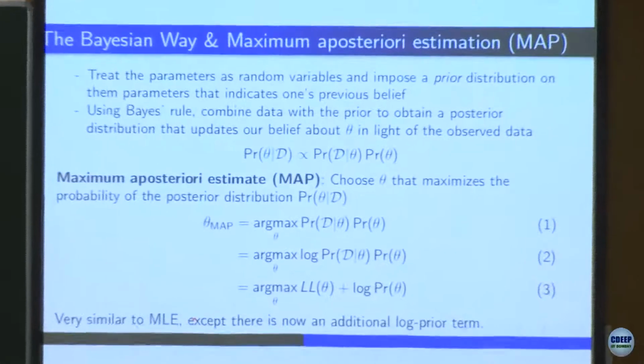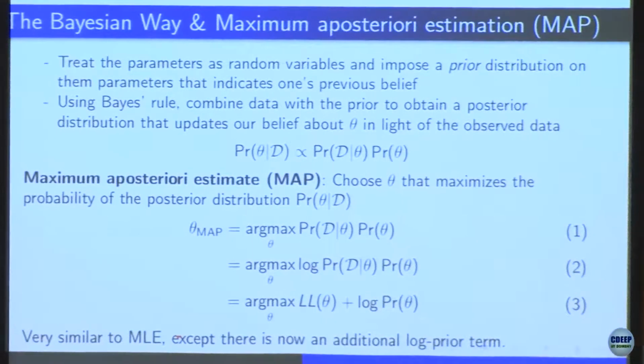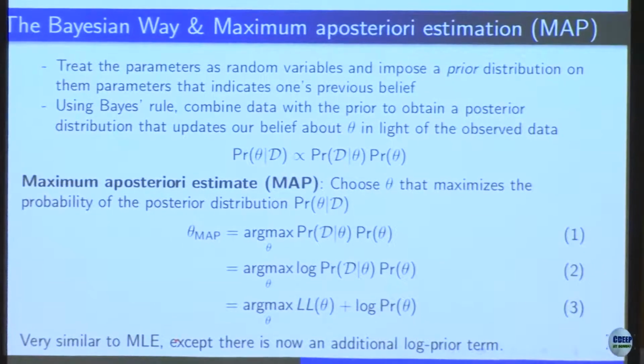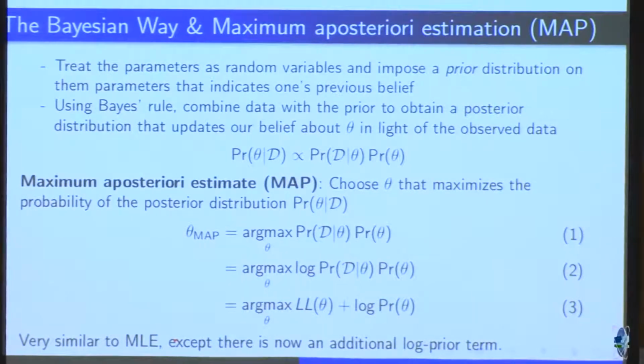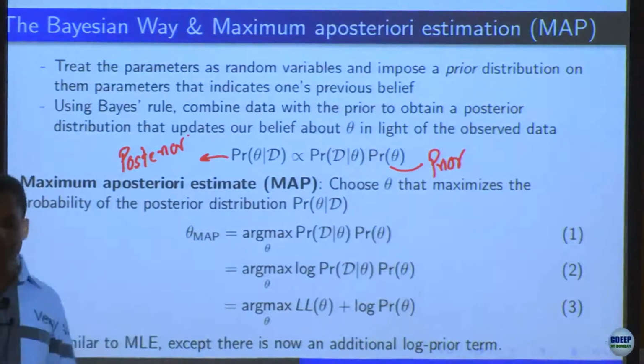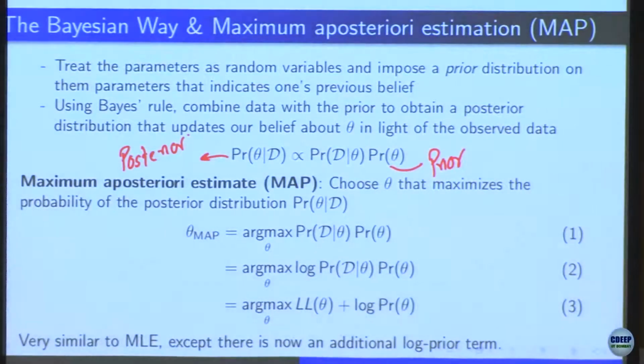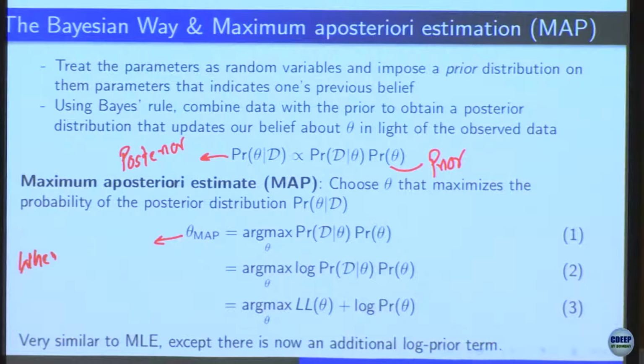So this is the Bayesian way. The maximum a posteriori estimate says, first of all, I will have a posterior distribution on theta based on some prior on theta. This is my prior, p of theta given data is my posterior, and my MAP estimate is that value of theta which maximizes, where the posterior peaks. This is where the posterior peaks.